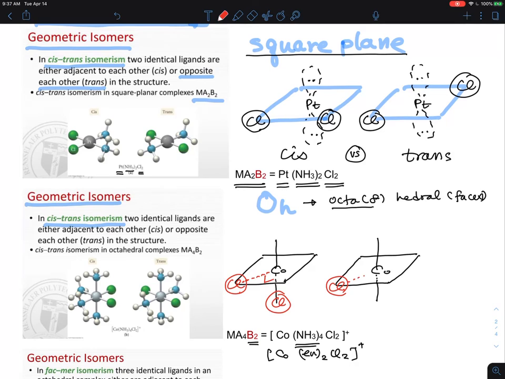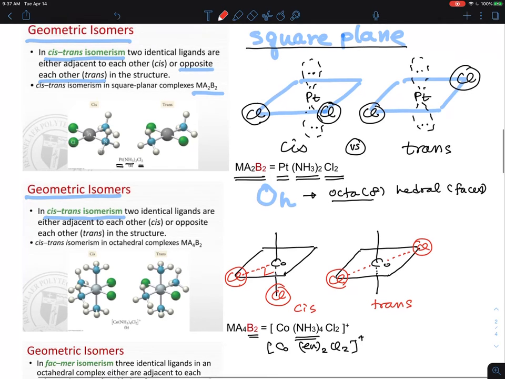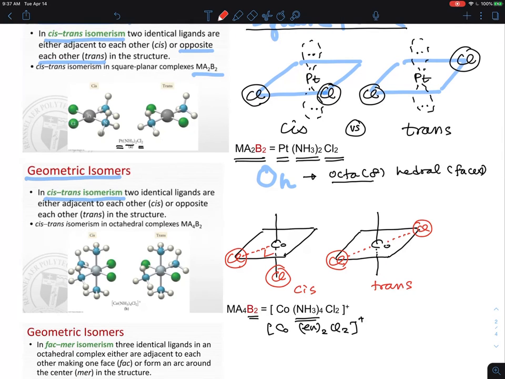Whereas this one, if you put chlorine, there's a 1 transposition here. If you put the chlorine, they are on the opposite side. So this is a cis, this is a trans. Okay, so this is a cis and this is trans. I think that is the case for these 2.